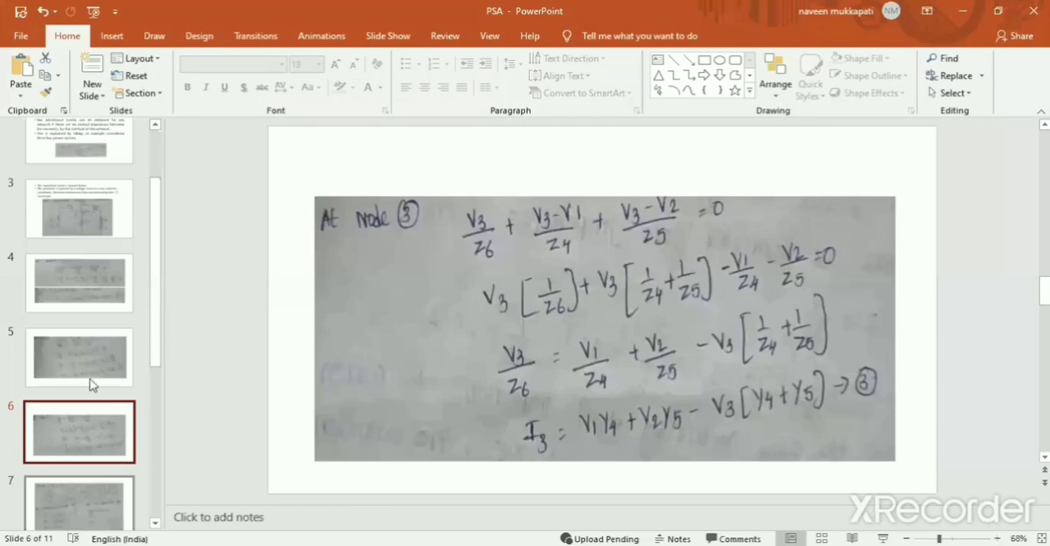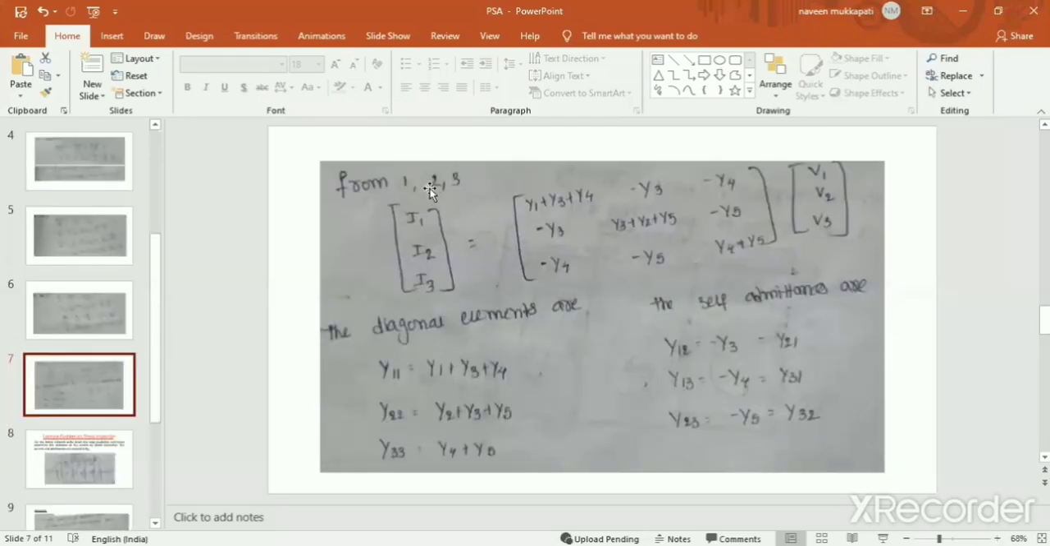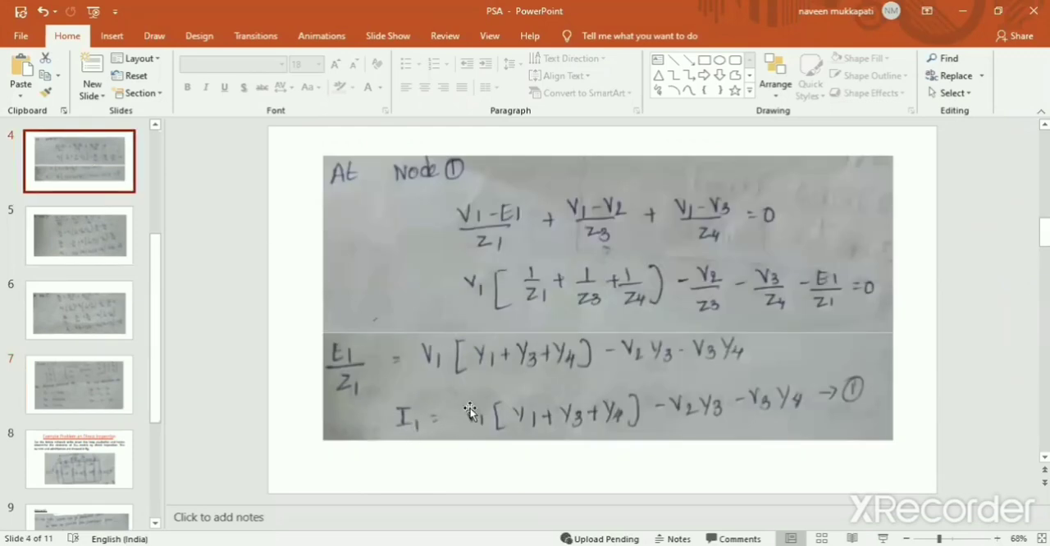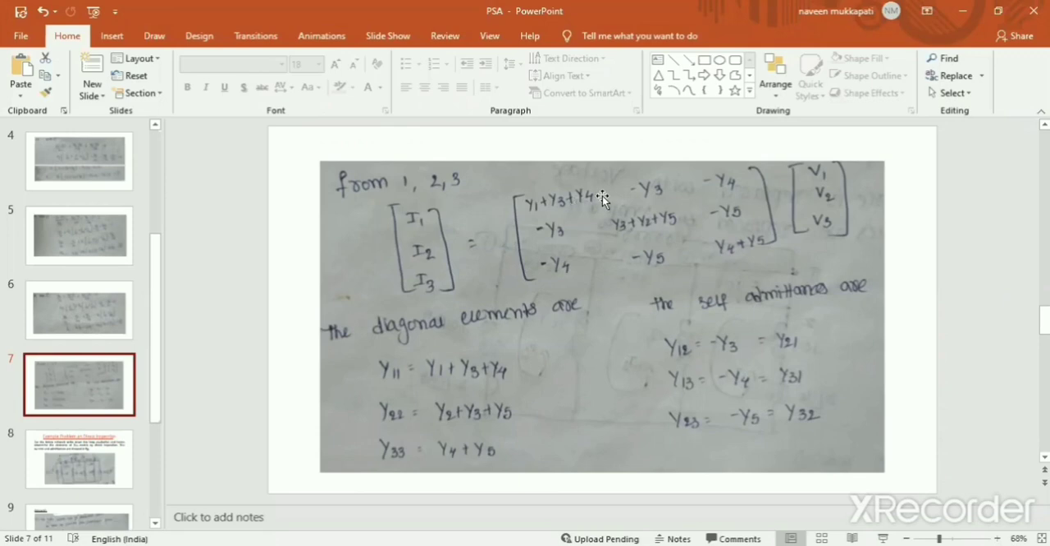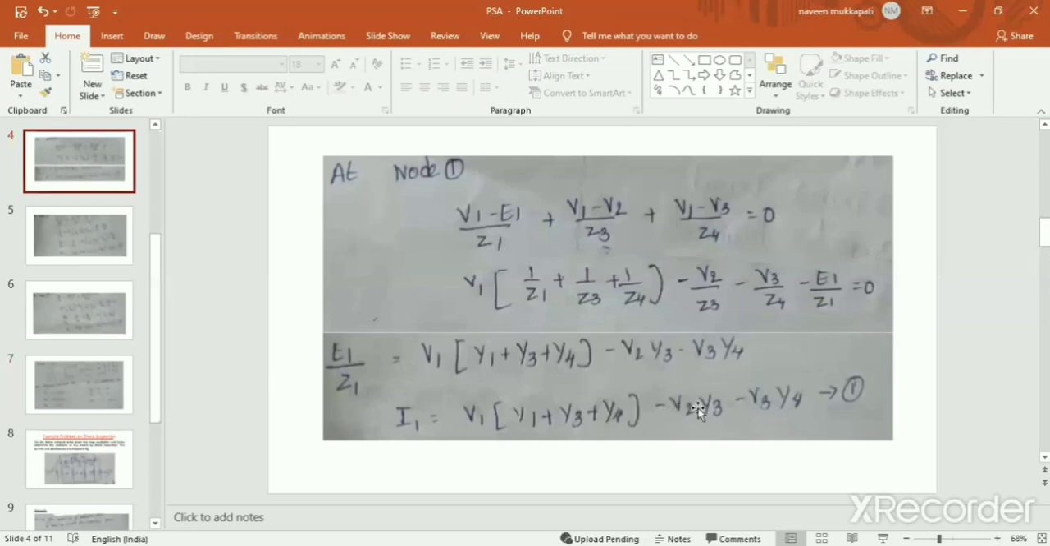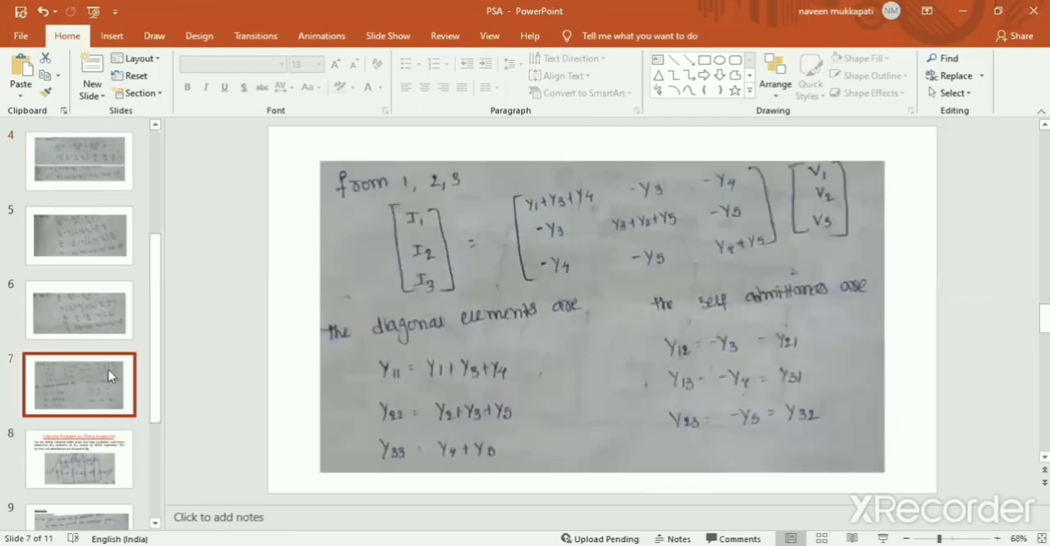Next, by using these three equations, we write them down in matrix form. That is I1, I2, I3. For equation number 1, what is the V1 value? That is Y1 plus Y3 plus Y4. Next, minus V2 into Y3, minus V3 into Y4. That is minus Y3, minus Y4.